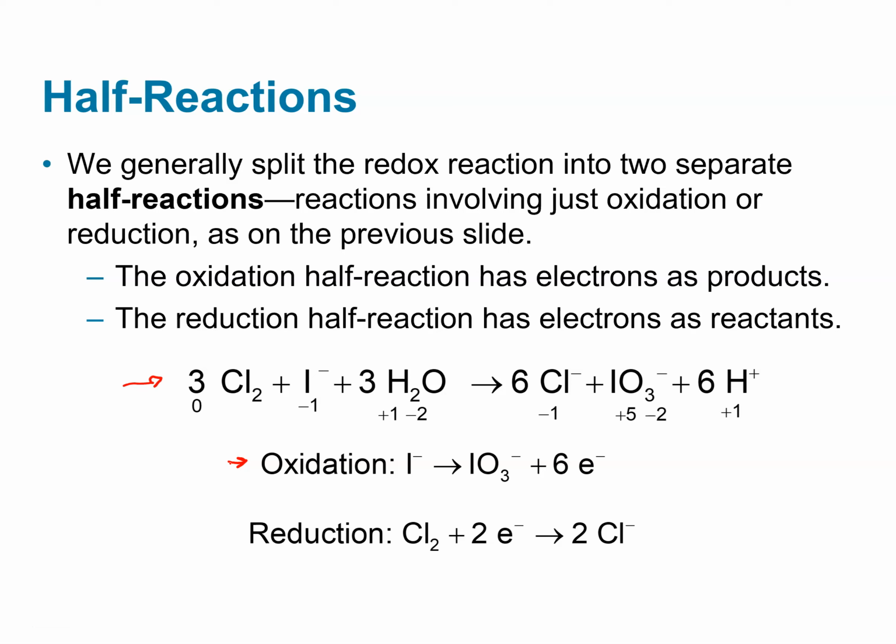On the reduction side, the reduction half reaction, reduction is gain, so we expect to see a gain in electrical charge as reflected by the oxidation number. And then we see that in the chlorine, because the chlorine was neutral, it gains 2 electrons, and results in a pair of chlorides which each have a -1 charge. So this is how we would break down identifying the oxidation half reaction and the reduction half reaction.